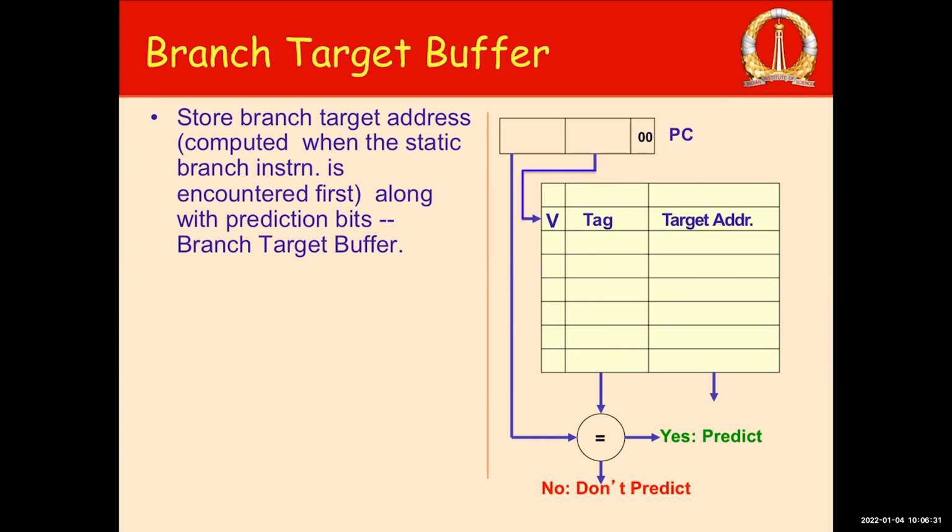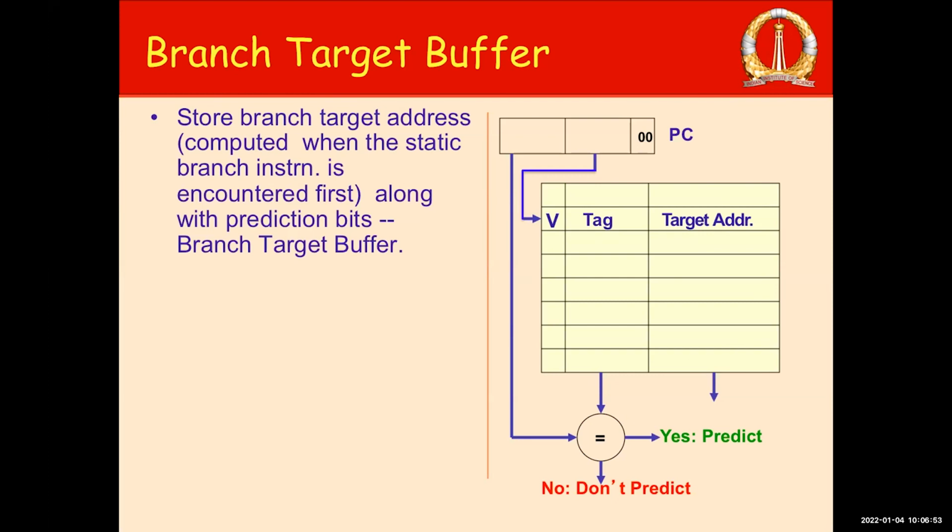Therefore, the first time when you execute a branch, you can actually calculate its target location, and then you can save the target location in the branch target buffer. The next time around when you execute the same branch instruction, you can use the program counter to index into the table and therefore find out the branch target location.